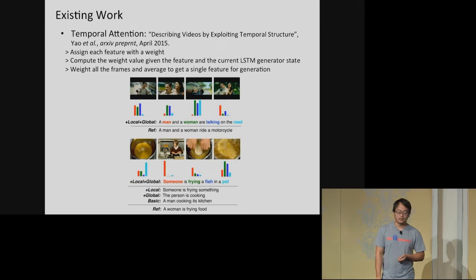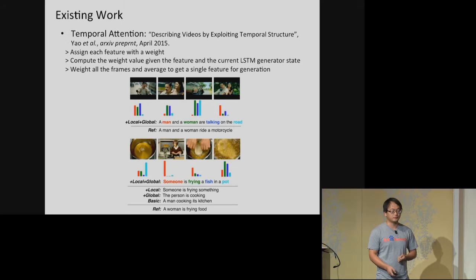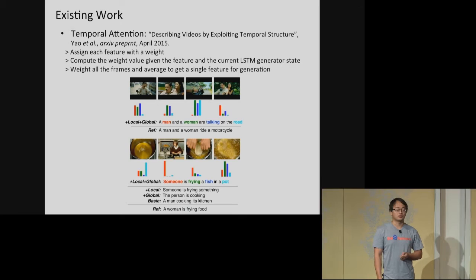There is also some work on temporal attention to improve video captioning performance. With temporal attention, for each word we may want to focus on different regions of the video. For example, for the sentence "a man and a woman are talking on the road," for the words "man" and "woman" we may want to focus more on the first, second, and fourth frames. But for the words "talking" and "road," we want to focus more on the third frame.